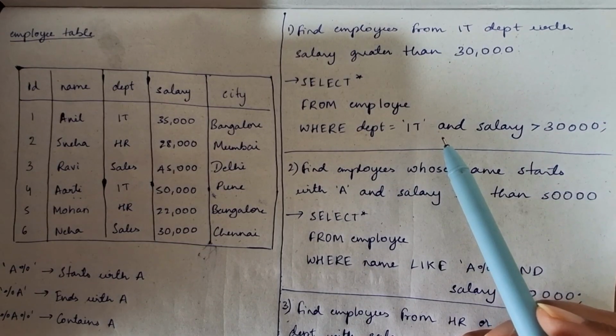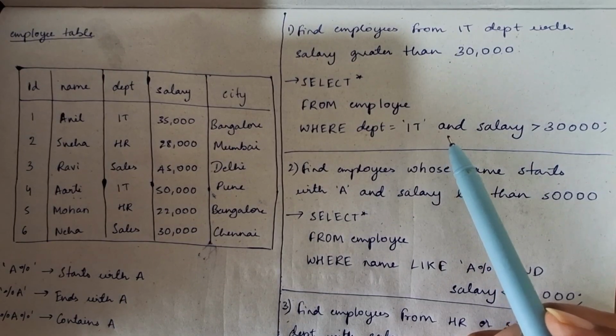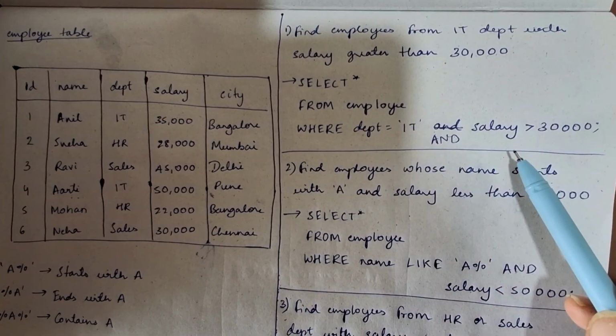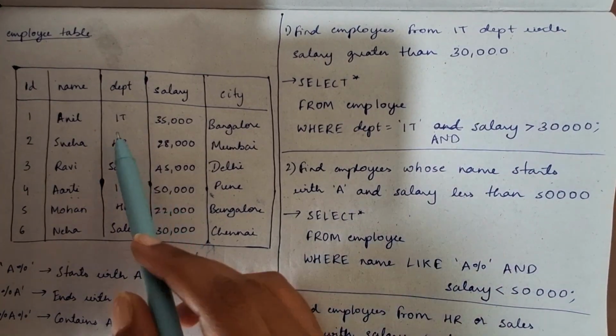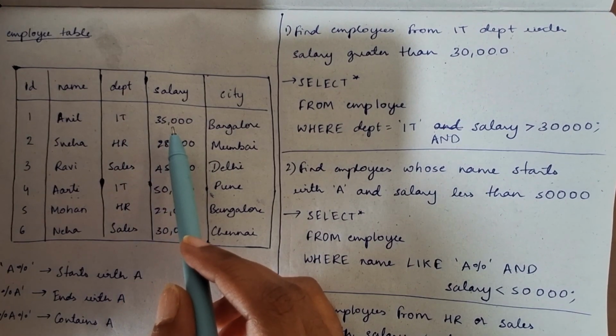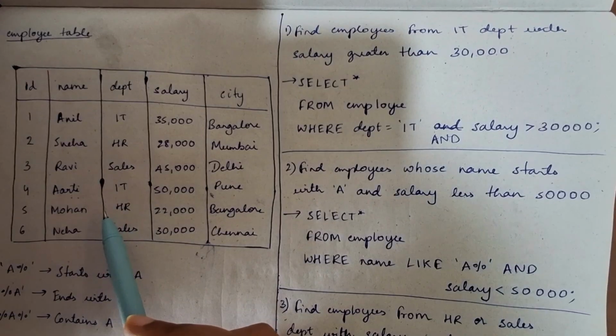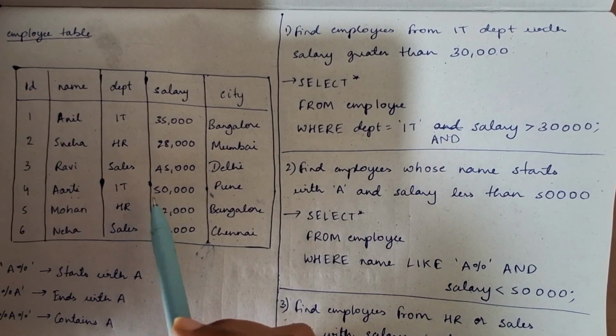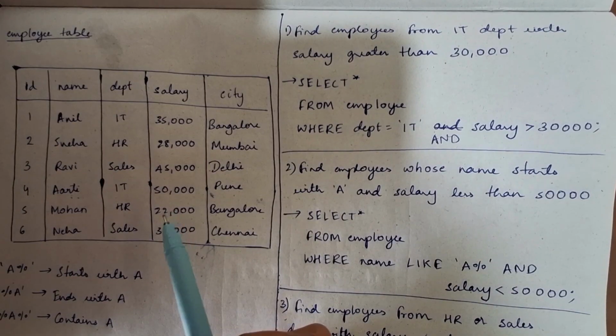So finally, this query will show only those employees who are in IT department and whose salary is greater than 30,000. Now we will check the same thing with the table. Here Anil is in IT and his salary is 35,000. So he will be displayed. Along with him even Aarti will be displayed since she is from IT and her salary is more than 30,000, that is 50,000. So guys, in interviews whenever you see AND, remember all the conditions must be satisfied.